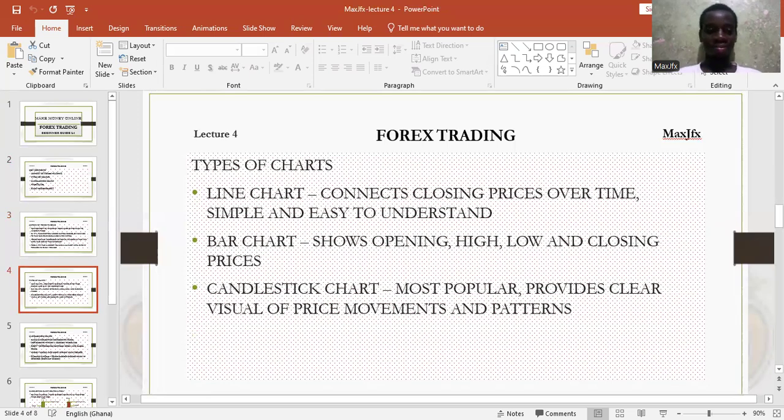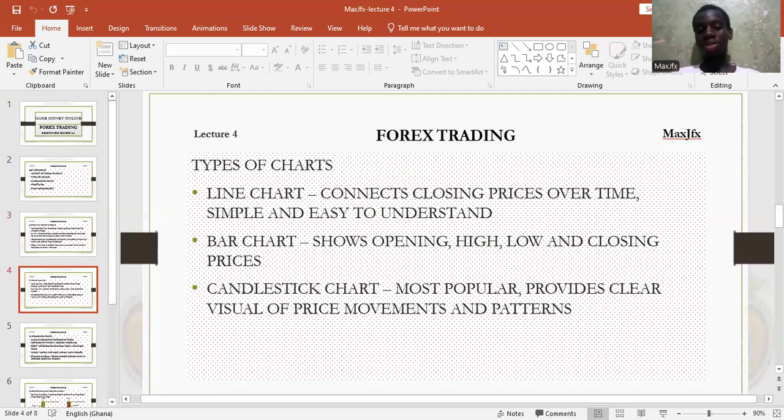All right, so the types of charts. There are many types of charts now, but I want us to focus on just three. The three of them that we are familiar with. First, the line chart. The line chart connects closing prices over time. Simple and easy to understand. It's very easy to understand. You can clearly see the trend of closing prices over a certain period of time.